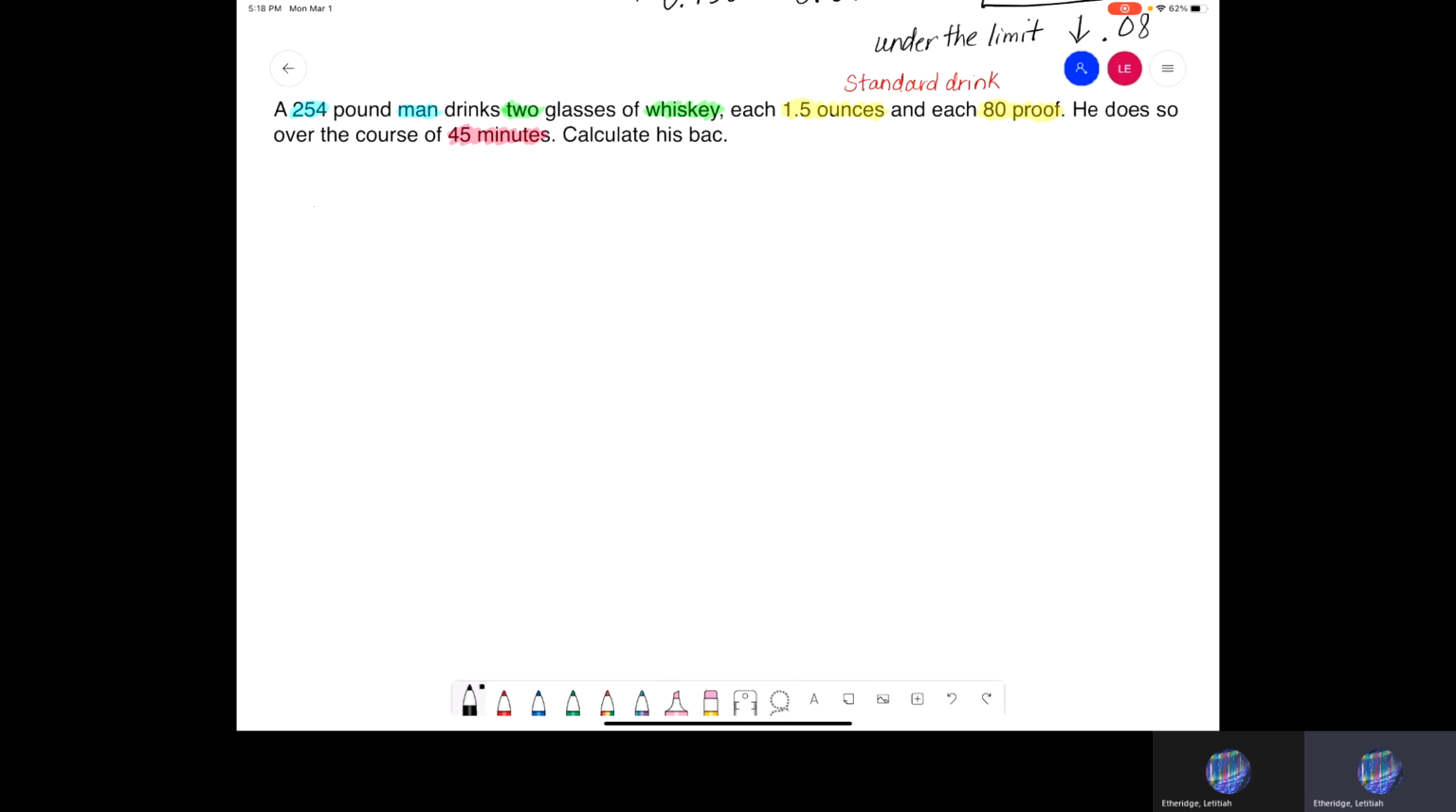Okay, so let's do this. So you know that your equation is going to be the BAC is going to be alcohol consumed, and that always has to be in grams. And that'll be divided by body weight in grams times R. And all of that will be multiplied by 100.